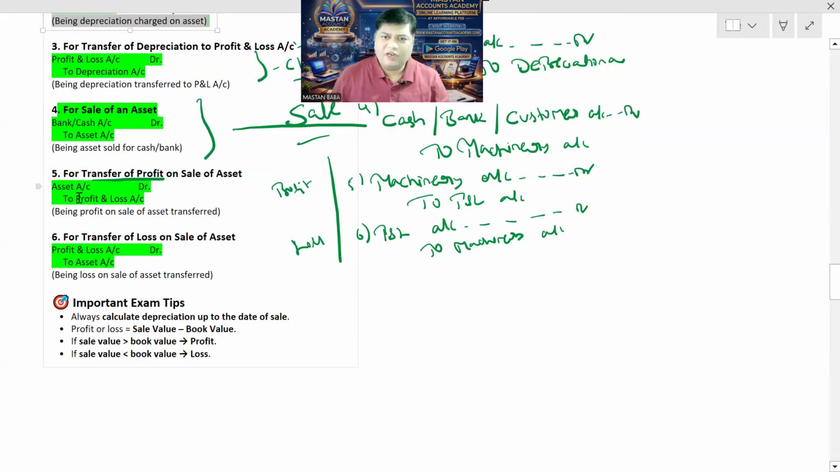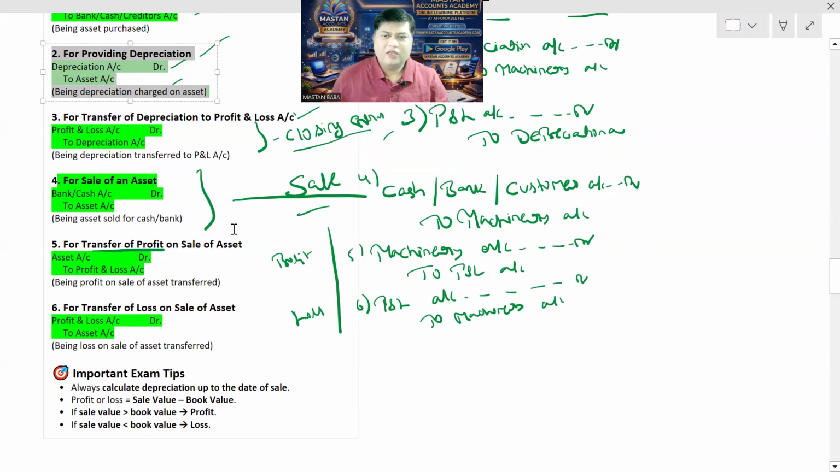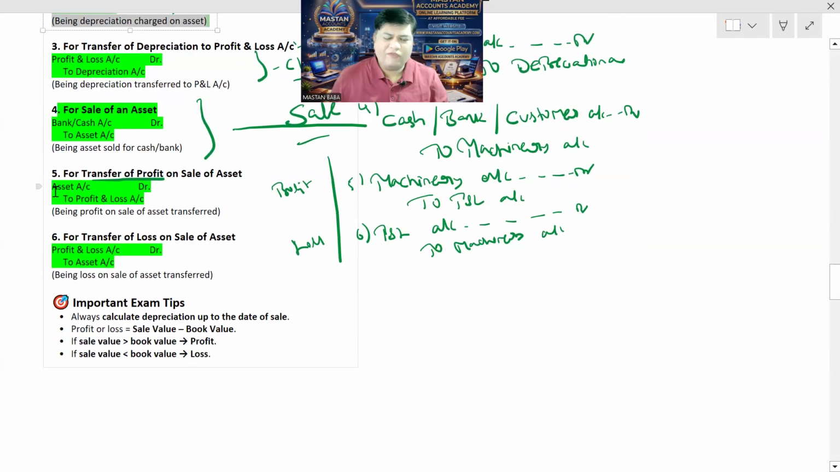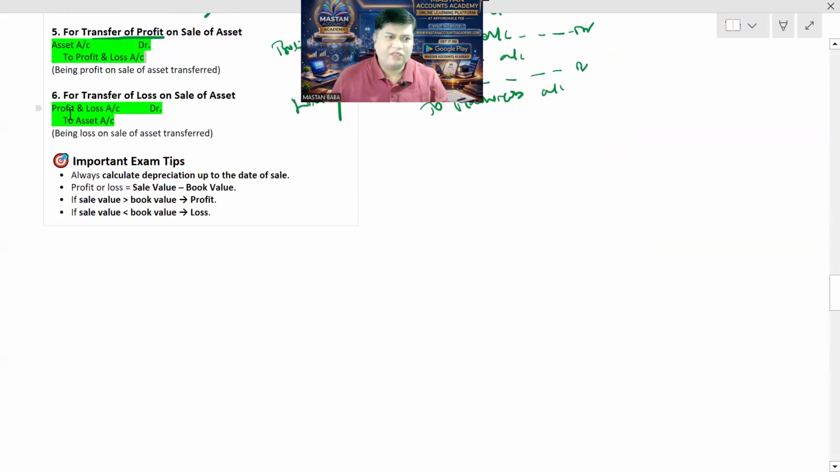And if the result is no profit no loss, రిజల్ట్ అనేది ప్రాఫిట్ లేదు లాస్ లేదంటే no entry required. If there is no profit, no loss, no entry required. If the result is profit, the required entry is asset account debit to profit and loss account. If the result is loss, the required entry is profit and loss account debit to asset. So this is the information we discussed in the previous video.